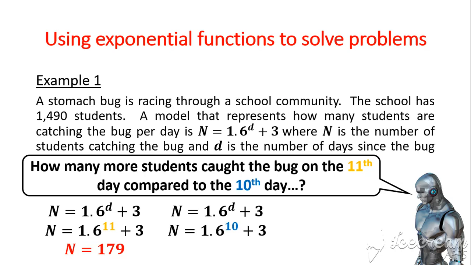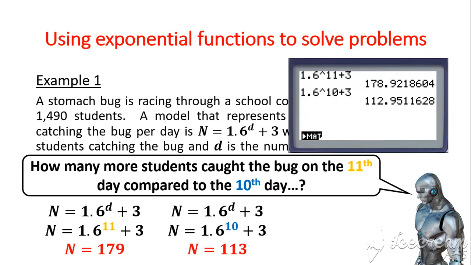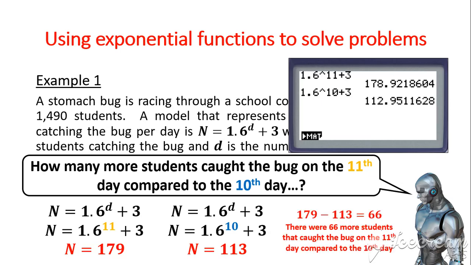We'll do the same for the 10th day, 1.6 to the power of 10 plus 3. That gives us 112.9511628, but we have to round it because it's the whole number of students. We'll round it to 113 students on the 10th day. So to work out how many more, we just need to subtract those two numbers to work out the difference. 179 minus 113 means there were 66 more students that caught the bug on the 11th day compared to the 10th day.